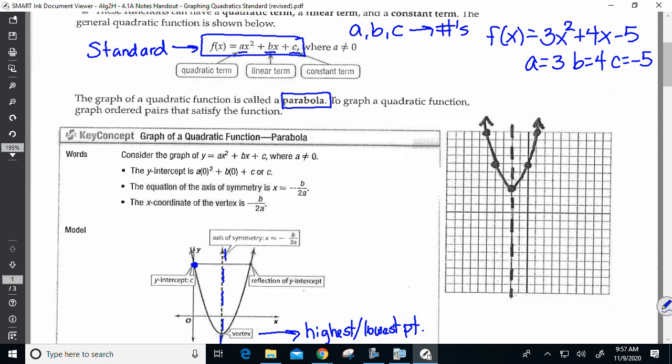We can also tell from the function if the graph is going to open up or down. That's what the a value is for. If a is greater than 0, in other words, if it's positive, the graph will open up. If a is less than 0, then the graph will open down.